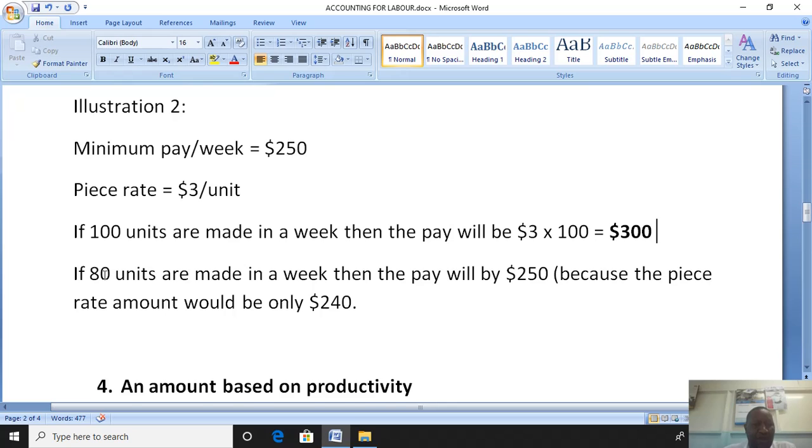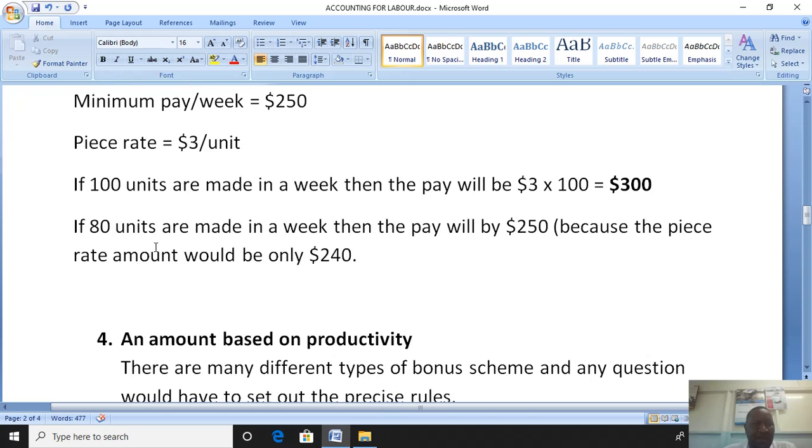But in the case where the worker produces 80 units, the pay according to the piecework rate is 3 multiplied by 80 units, and that will give us $240. So $240 is lower than the minimum wage. So this particular worker will be paid the minimum pay, the guaranteed minimum pay. He will be paid the $250. The fact that the worker produced units that are equivalent to $240, but because the $240 is less than the minimum, the worker gets the minimum.